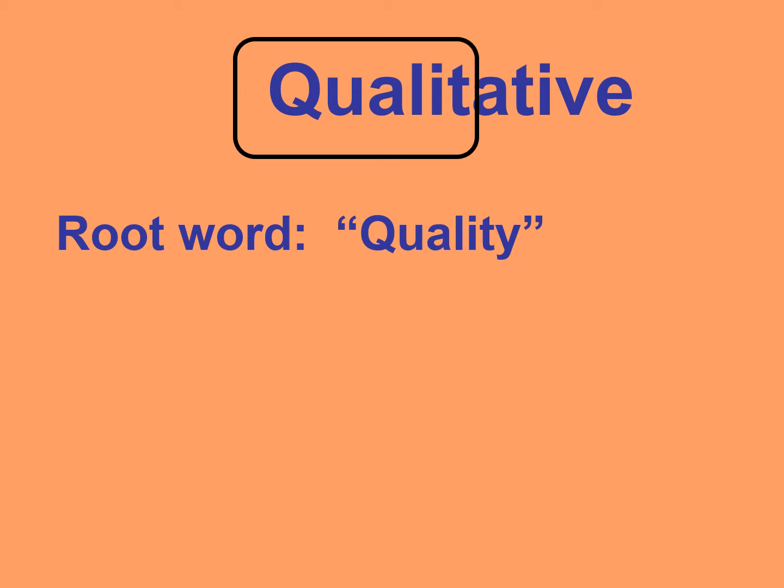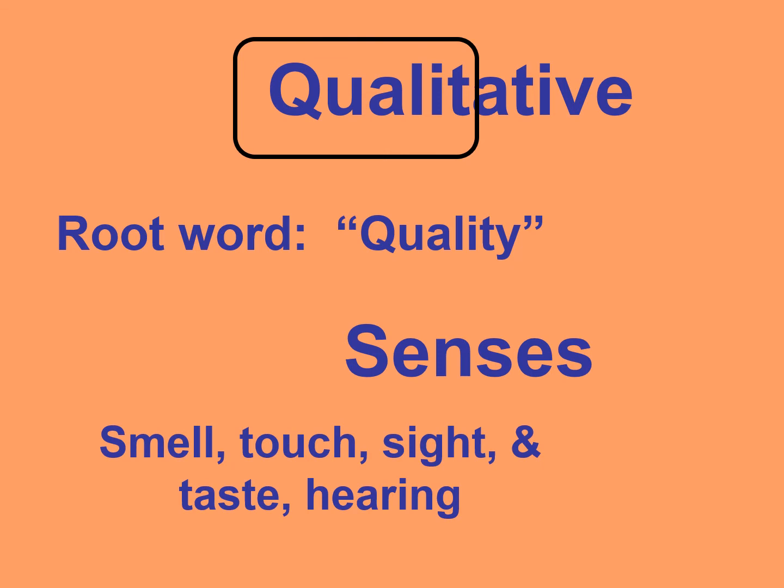Well, when you're looking at qualities, you're using your senses. And that's going to be smell, touch, sight, taste, and hearing. Remember I told you we don't use taste very often in science because it could be fatal, or it could just be not good for you or just plain gross. Anyway, so pause the video right now and get these things written in your notes under qualitative.